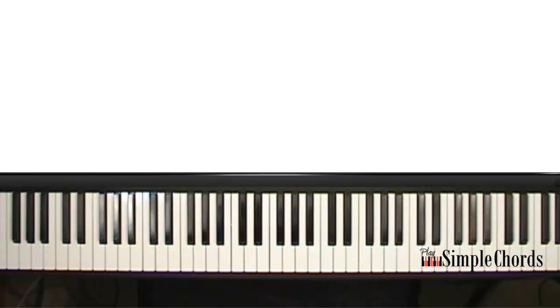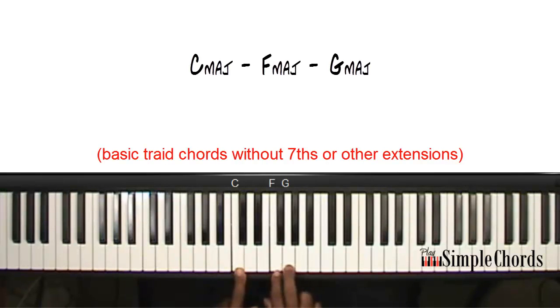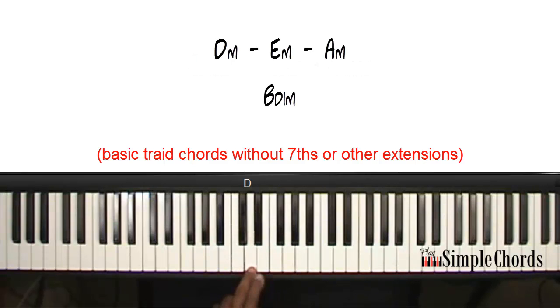But what you need to understand as far as the basic chords that are in the scale is that there are three major chords in the scale, three minor chords, and one diminished chord. The C, the F, and the G are your major sounding chords. Your D, E, and A are your minor chords, which is your second, your third, and your sixth. And then your seventh is a diminished chord.